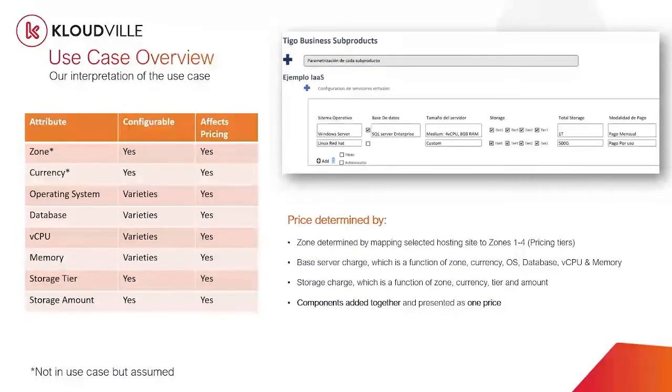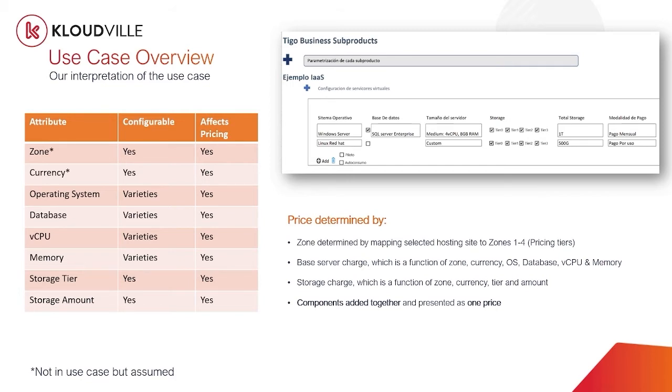To do that, what we determined is that the pricing of the server is going to consist of two components. One is the server price, and one is an add-on for the storage. The server price is going to vary by zone and currency. The zone is mapped by the city that it's being hosted in against a table, so you don't have to define prices for each city or hosting location. We drive it by zones.